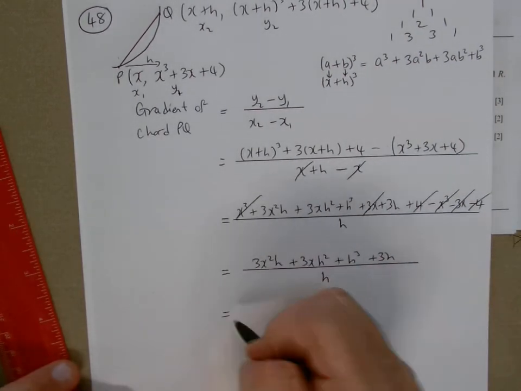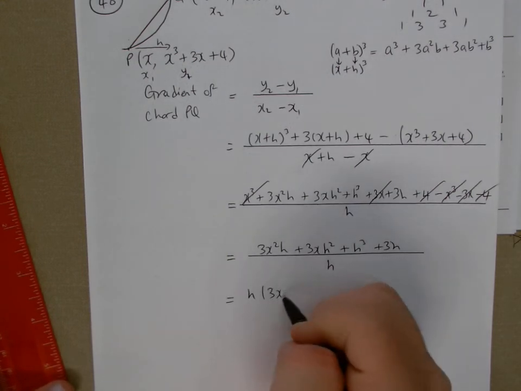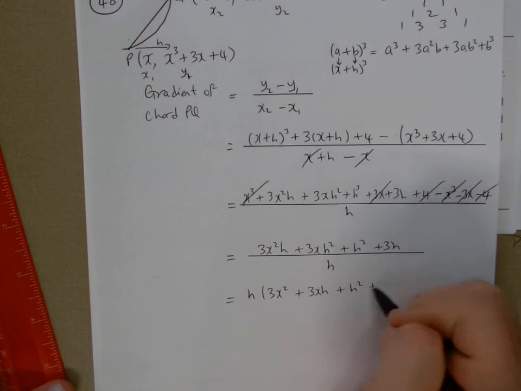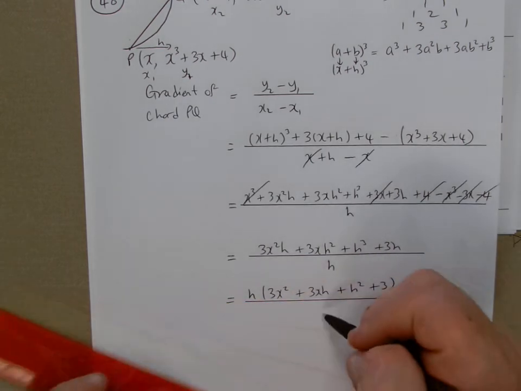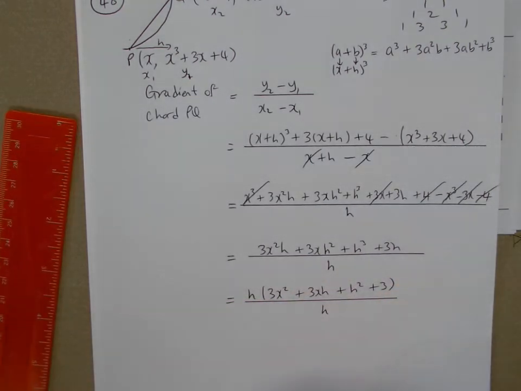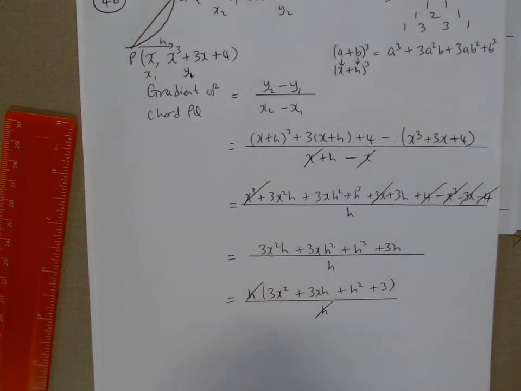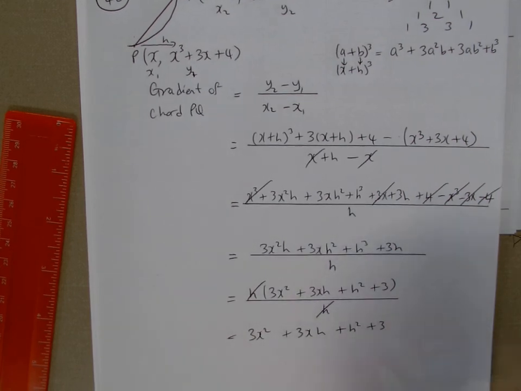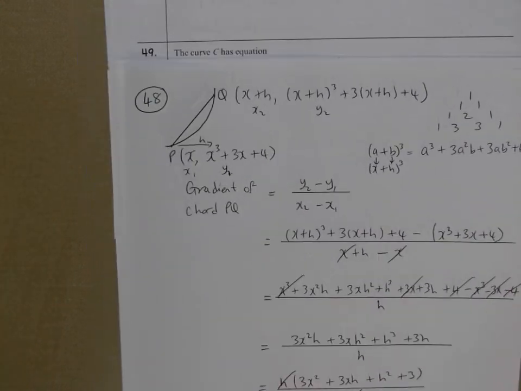And what I want you to notice is that h is a common factor on the top. So you can extract that common factor, and then they will cancel out, so we end up having 3x squared plus 3xh plus h squared plus 3. Now, remember that's the gradient of the chord PQ.